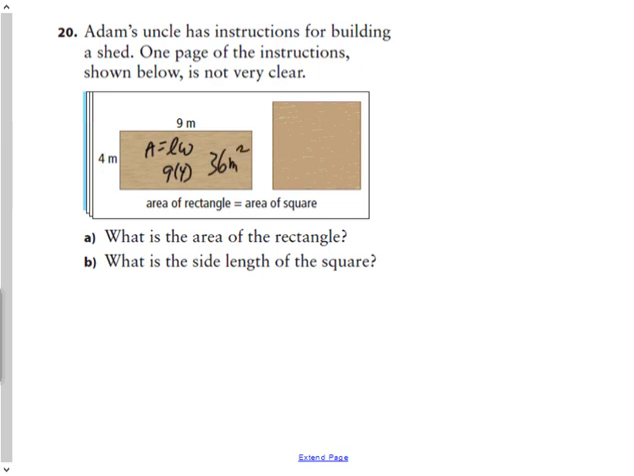But right here, highlighted in yellow, it says the area of the rectangle does equal the area of the square. And since the rectangle is 36 meters squared, then that must mean the square has an area of 36 meters squared. And if its area is 36, then we know its side length must be 6 meters.